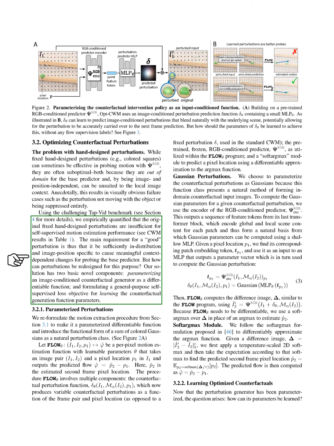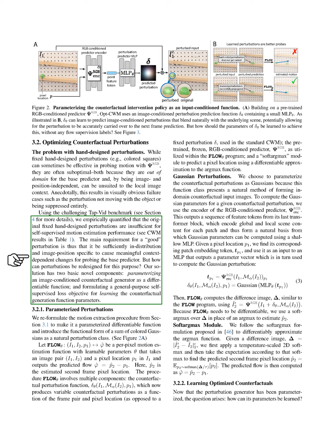We define a motion estimation function that takes an image pair and a pixel location, outputting the predicted flow, which is the difference between the estimated second frame pixel location and the original pixel location. This function involves several components: the counterfactual perturbation function that now generates variable perturbations based on the image pair and pixel location, the pre-trained RGB conditioned predictor, and a soft Argmax module that helps predict pixel locations using a differentiable method. We choose to represent the counterfactual perturbations as Gaussians because this method naturally creates in-domain counterfactual images.